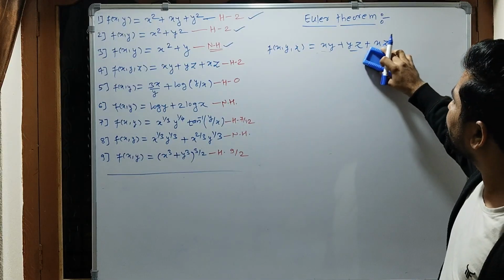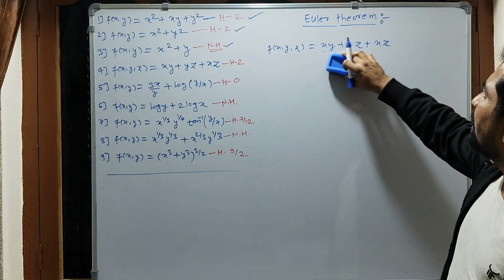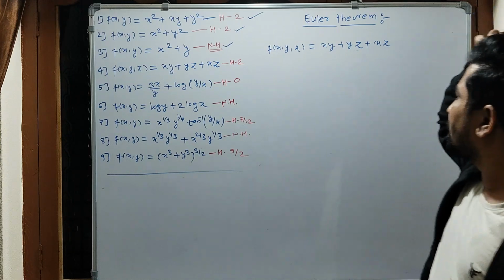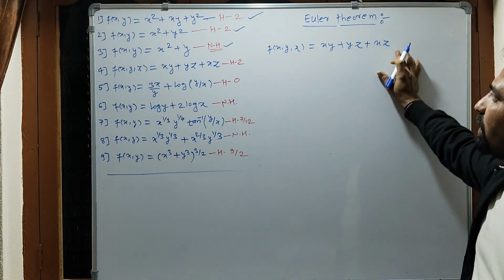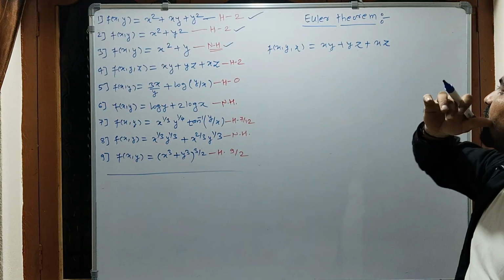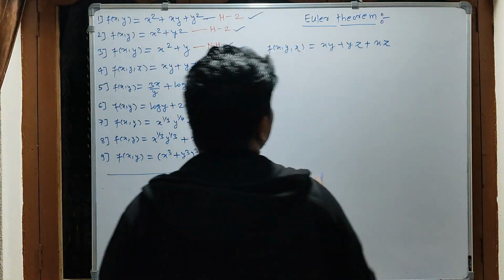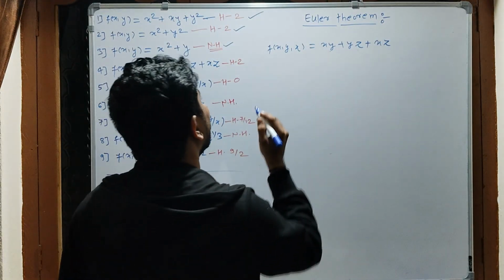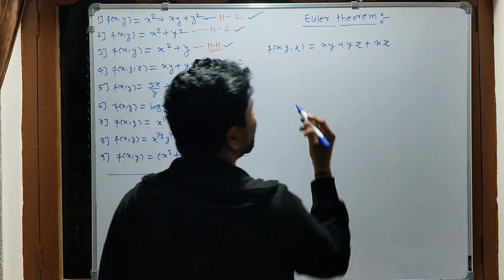So this is a homogeneous function of degree 2. Now we have to verify the statement of the Euler theorem for this function, whether this function satisfies the condition of Euler theorem or not. This is my f of x comma y comma z, a function of 3 variables. So for 3 variables, the statement of the Euler theorem is as follows.